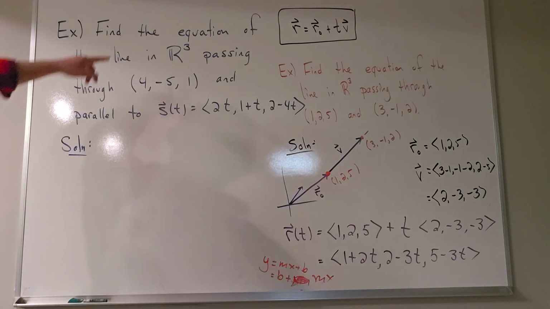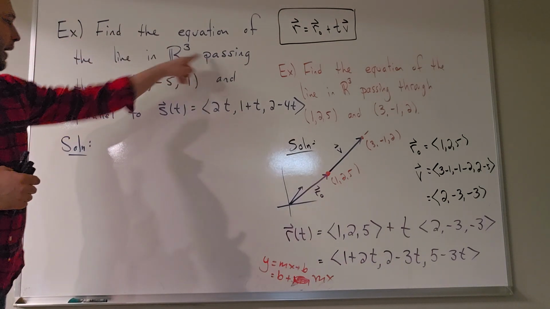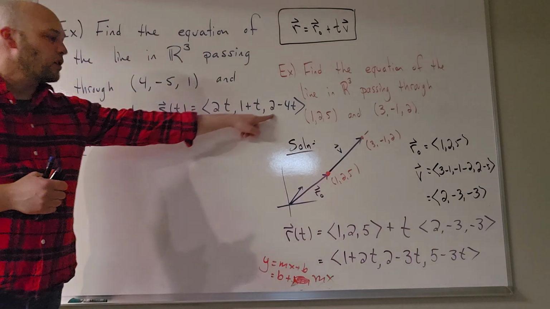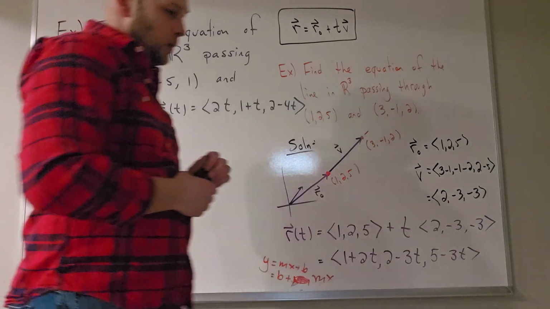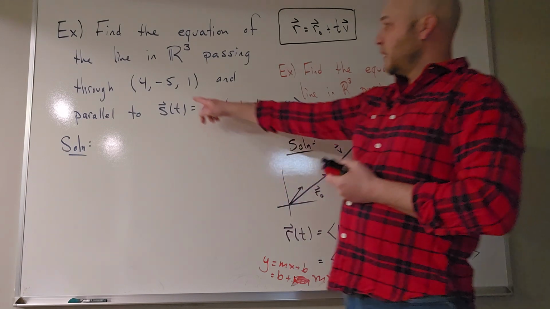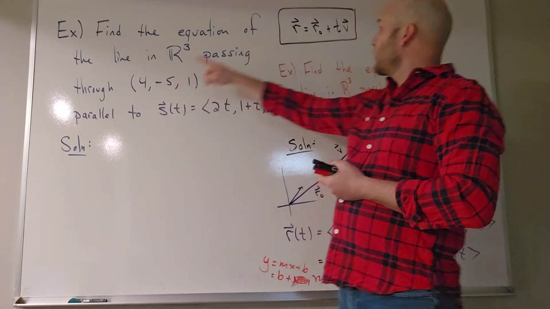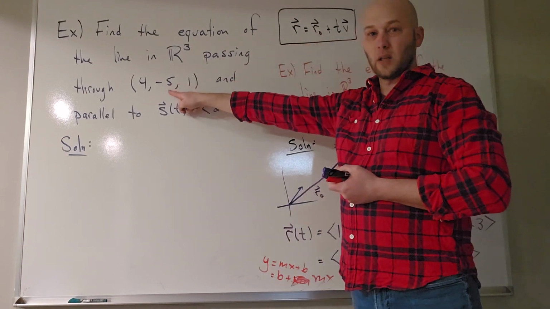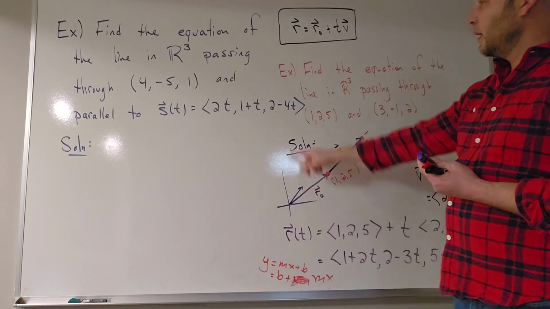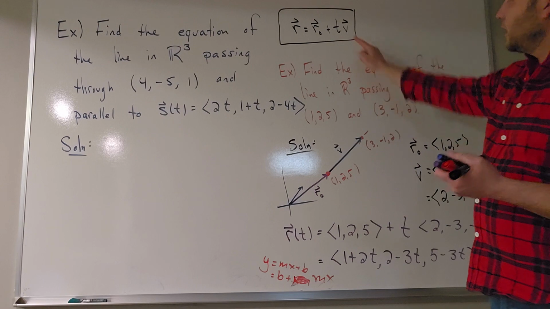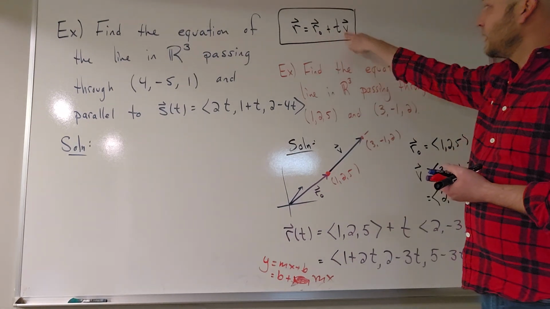Okay, find the equation of the line in R3 passing through this specific point and parallel to this other line. So let's see, what information do we have? What information was given? What do we need to find? I've got a point that it passes through, and remember that we can use that to generate our r naught, a vector that terminates at this point, and it's parallel to this line. The only other thing I need to find is my v. I know r naught, I need to find v.